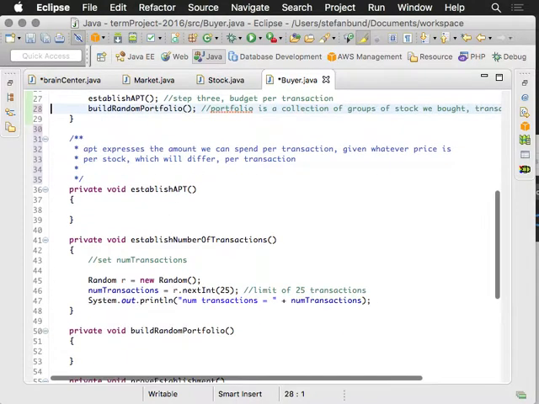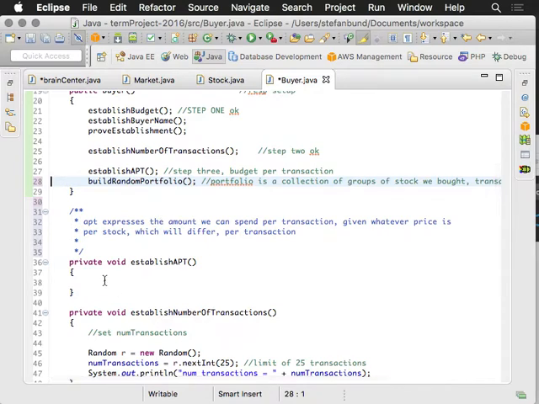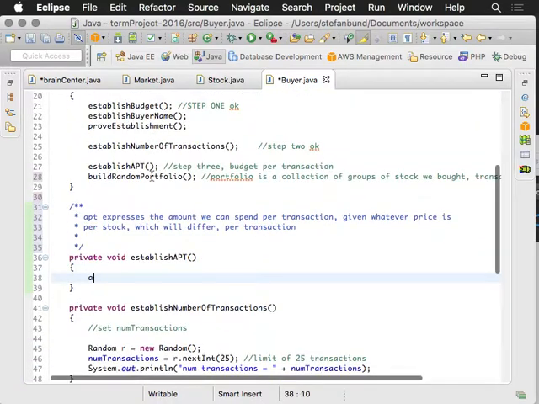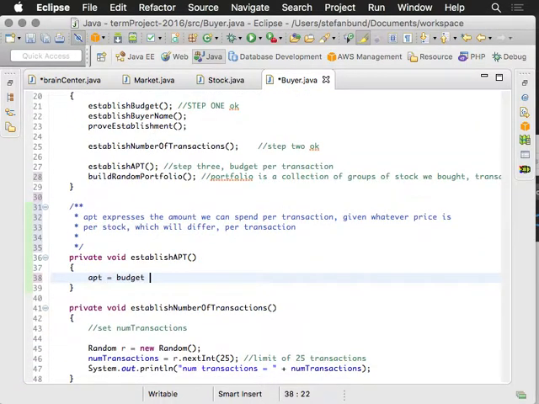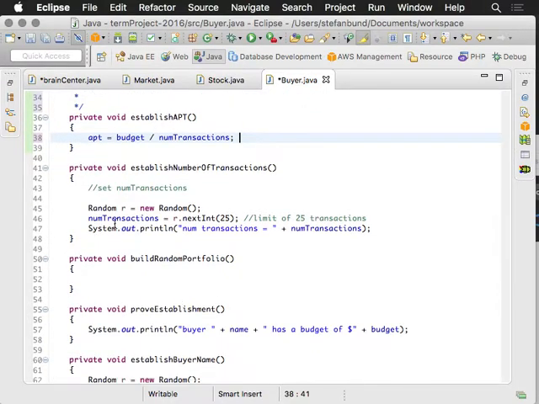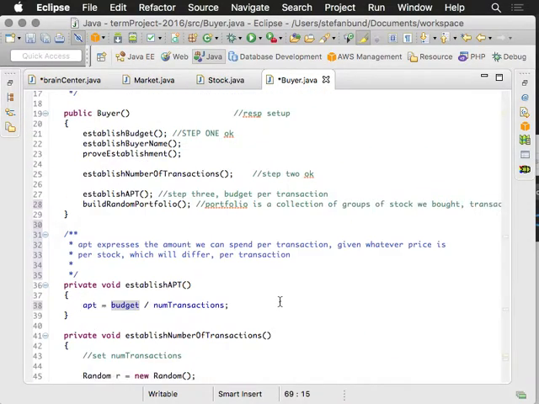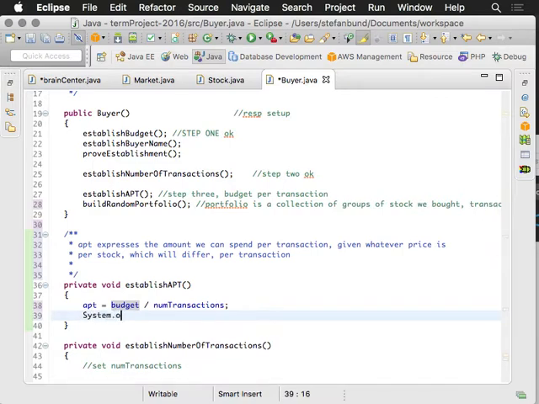So the allocation per transaction is very easy, and so we'll say that, and we've already defined APT, so we're going to say that APT is going to be equal to budget divided by number of transactions. And that's just going to be very simple. And the fact that we put in a bit of work to create number of transactions and budget earlier means that APT just moves into place, and then we should say something like system.out.println "allocated budget per transaction is" APT.